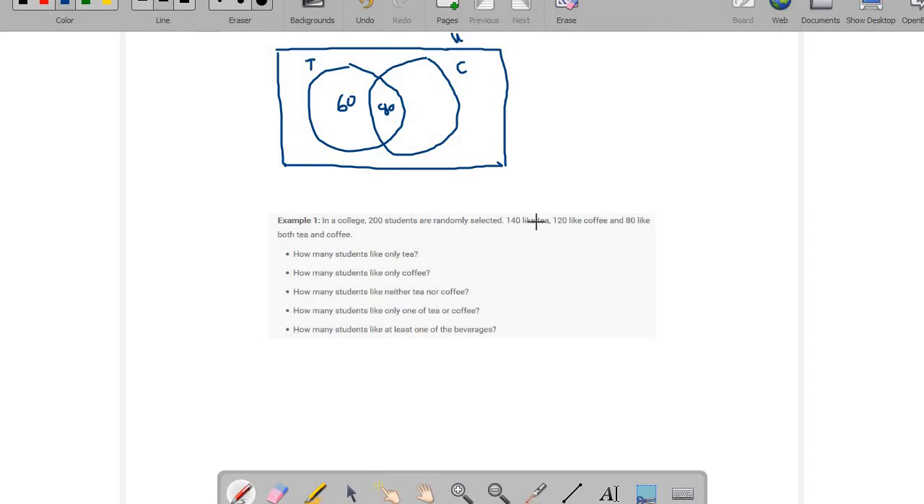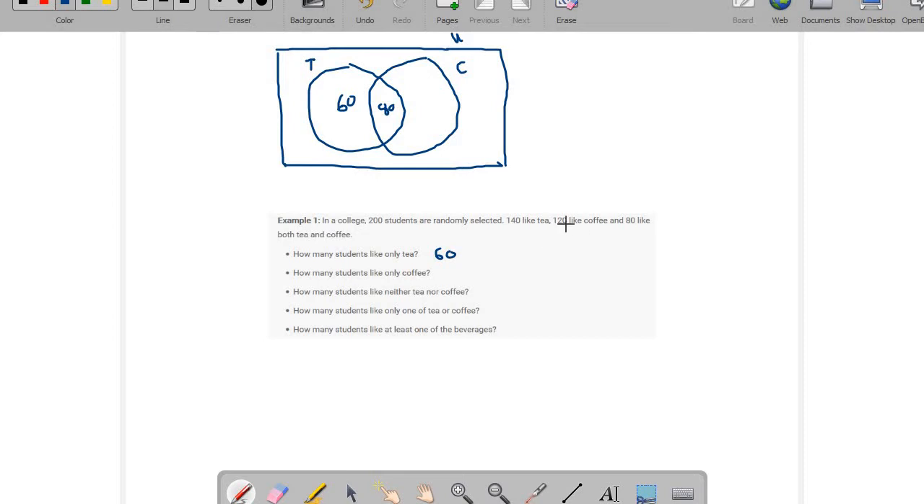Meaning that the 140 they're talking about here, since they did not use the word only, means that among the 140 persons, some of them like both tea and coffee, while some of them like tea only. So we found those who like tea only, so that's 60 persons. So we can go ahead and answer this question.